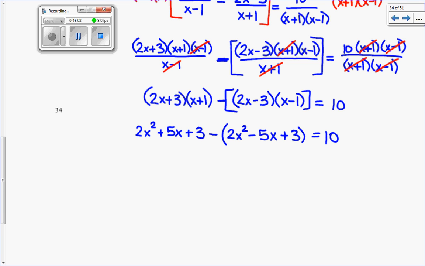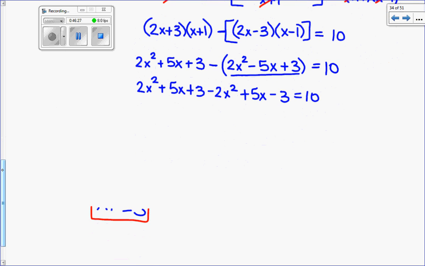Okay, now I'm going to apply this negative sign to every term in this trinomial. That's the same thing as saying negative 1 times everything that is in that bracket. So 2x squared plus 5x plus 3 minus 2x squared plus 5x minus 3 equals 10. Now I can combine like terms. I've got 2x squared minus 2x squared. They more or less cancel each other out. 5x plus 5x is 10x. 3 minus 3, they cancel each other out. 10x equals 10, so x equals 1.